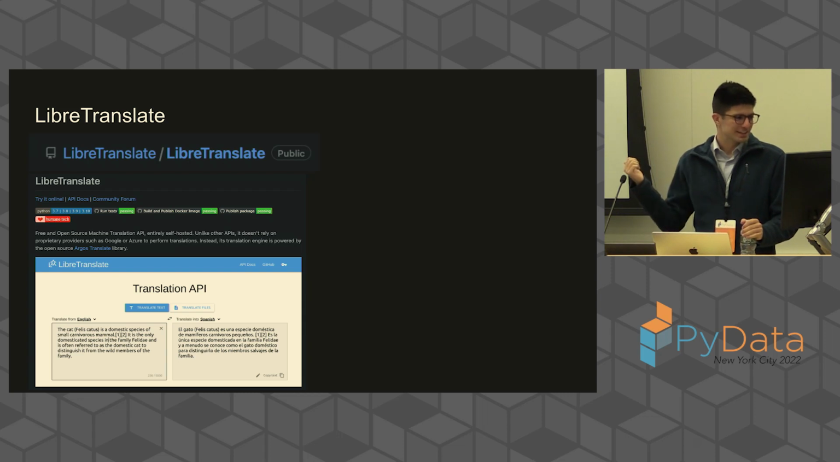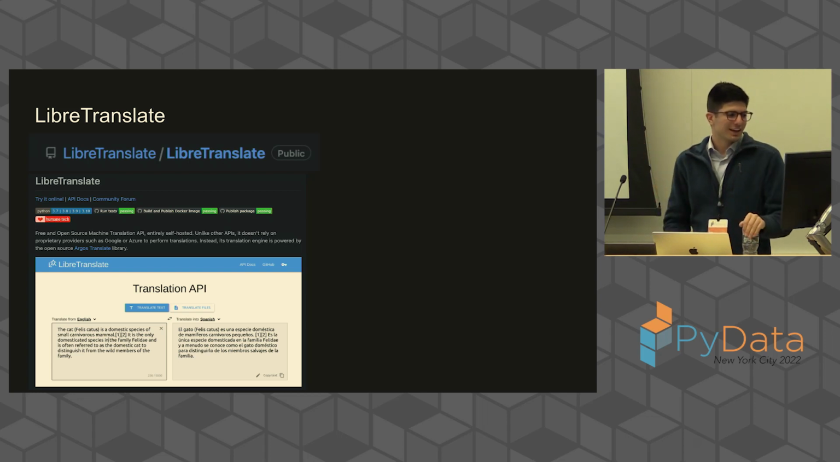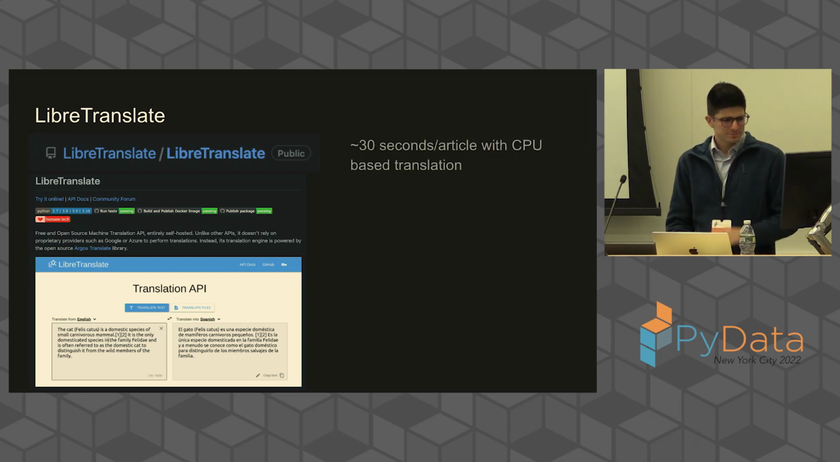Okay, so Libre Translate is an open source project. They offer an API, a prepackaged Docker image that serves an API endpoint where you give it some string of text and it will translate it into some given language. It's relatively slow off the bat, actually. It takes about 30 seconds for CPU-based translations.